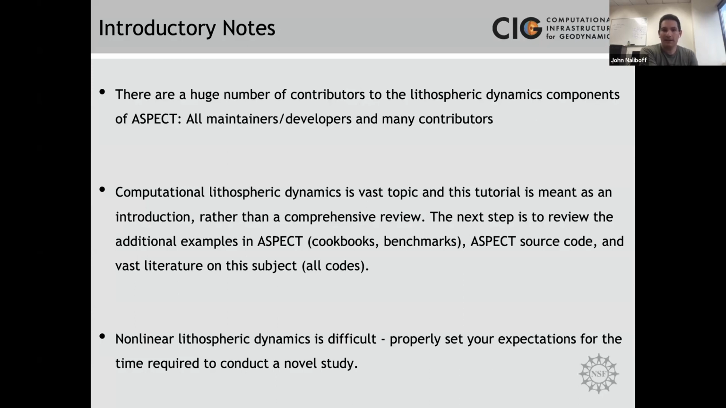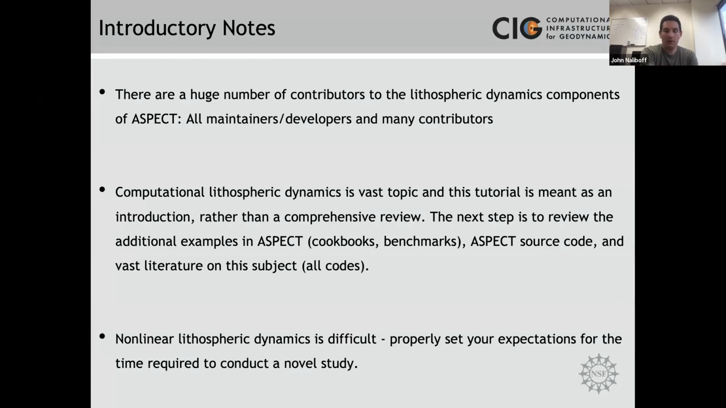The second point is that this really is meant as an introduction and not a comprehensive overview. The next step, if you're new to lithospheric dynamics, is to review all the additional examples in ASPECT, the cookbooks and benchmarks, the ASPECT source code, the ASPECT manual, and after that, start going into the literature. So this really is just an introduction to give you a sense of how these things work.